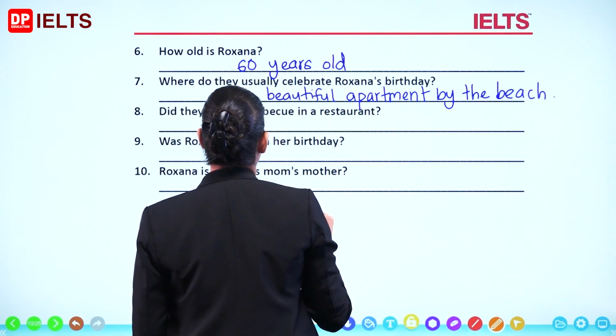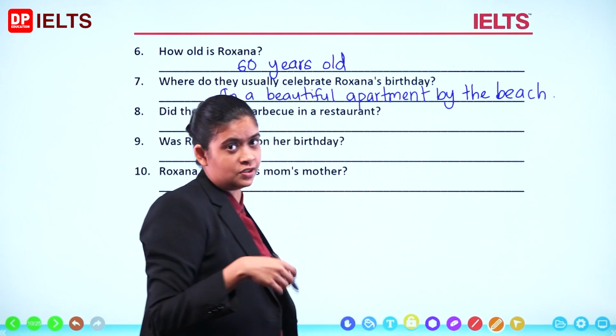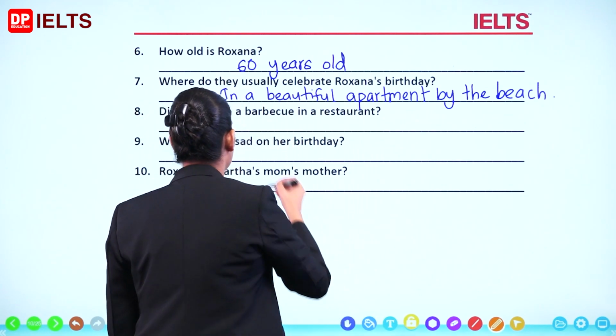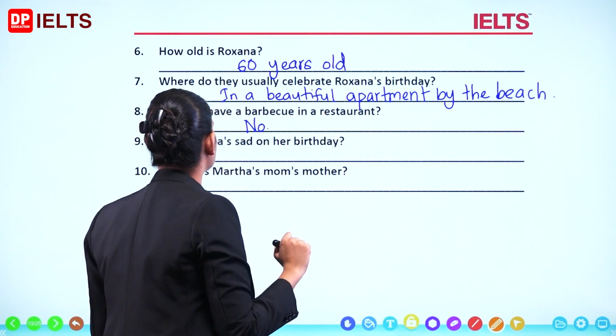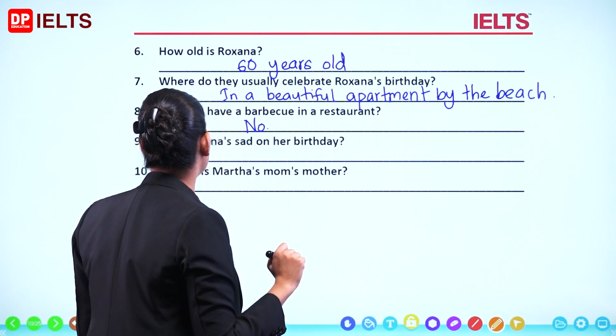Right. Did they have a barbecue in a restaurant? No. They had it at home. Was Roxana sad on her birthday?